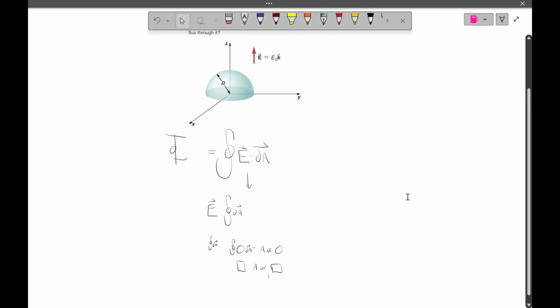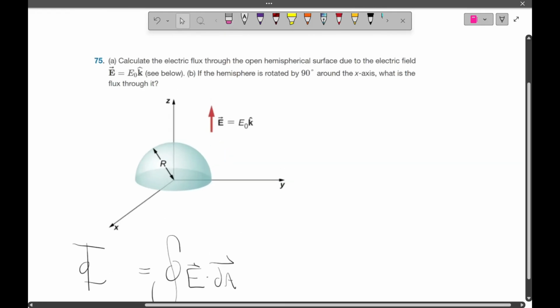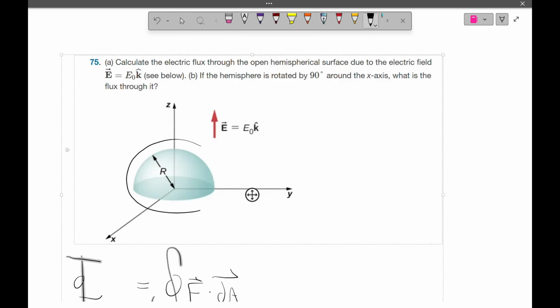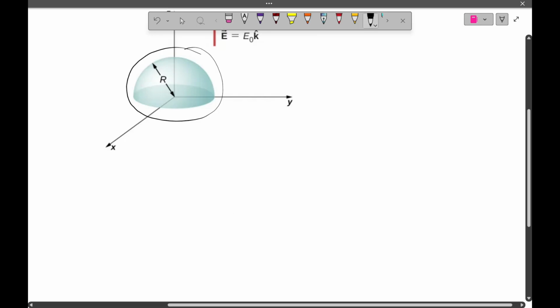Now, we're going to look back at this problem and see the area we're dealing with is not as simple as a simple two-dimensional area. We're looking at an open hemispherical surface. So in other words, the surface area of this semicircle, well, semisphere. So how do we represent that?